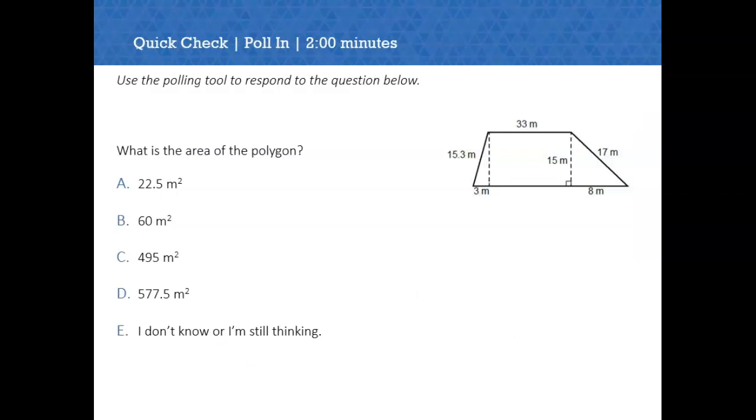What is the area of this polygon? And so we can look at this and see we have 3 different shapes that we can break this down into. We have a rectangle right here. Let me highlight that. We have a right triangle here. And then we have another right triangle over here. So we can find the area of those 3 separately and add them together.